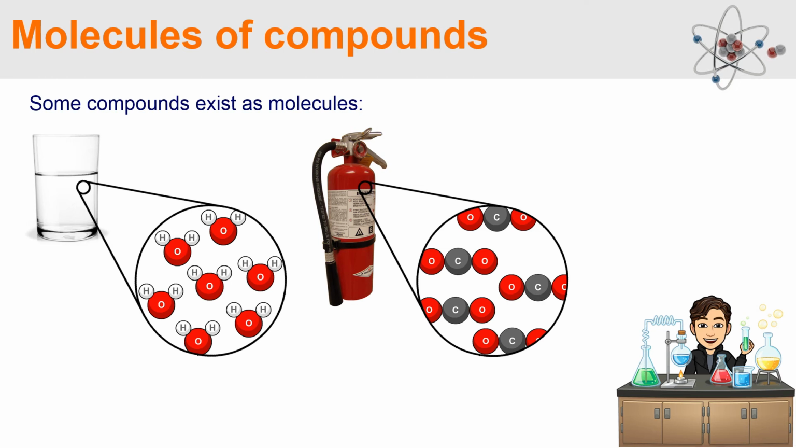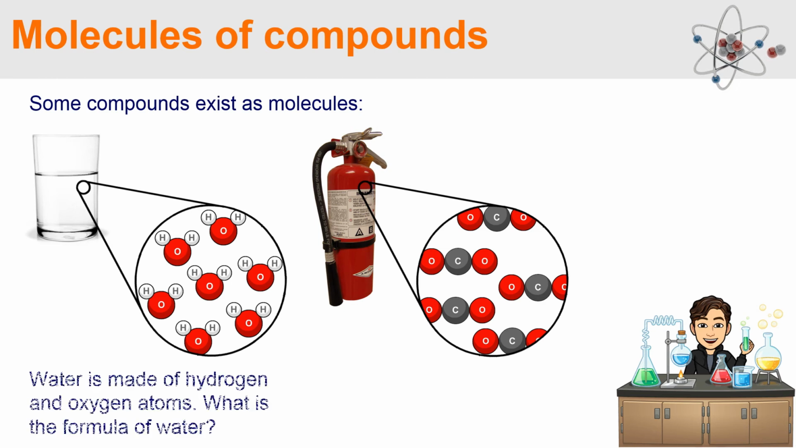Compounds can also exist as molecules. Here is an example. Water is made up of hydrogen and oxygen atoms. Do you have any idea about the formula for water? Okay, so we are going to answer that one later on.